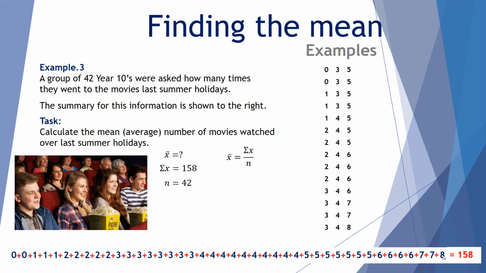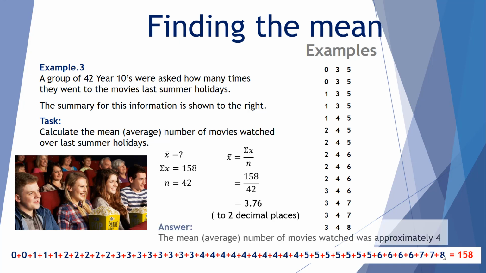So to work out our average number of movies watched over the last summer holidays, it's the sum of all the movies watched divided by the number of people. So that's 158 movies divided by 42 people, at an average or mean value of 3.76 to 2 decimal places. So the answer to the question, the mean or average number of movies watched, was approximately 4.